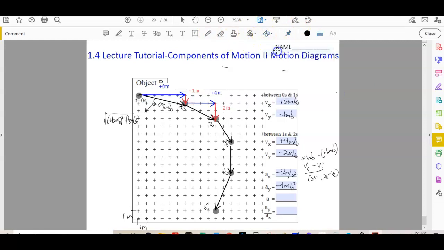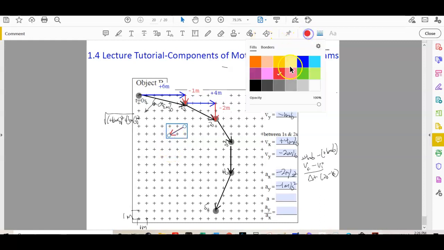We're going to use an arrow to represent this overall acceleration vector. Well, this overall acceleration vector is going to have to be pointing in the negative direction by 2 blocks and pointing down by 1 block.